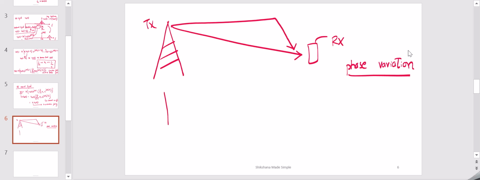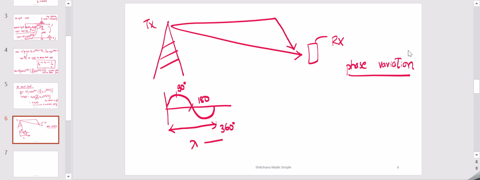We know that this is the cos signal, right? The entire thing from here to here constitutes 360 degrees, whereas at this point it is 180 degrees, at this point it is 90 degrees, like that. This is also represented by this particular distance represented by lambda. So if a signal travels the distance of lambda, it will get back to its original phase of 0 degrees. But if it travels lambda by 2, we'll have a 180-degree phase shift, and if it travels lambda by 4, we will have a 90-degree phase shift, right?